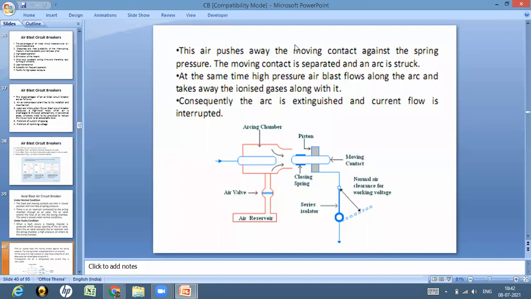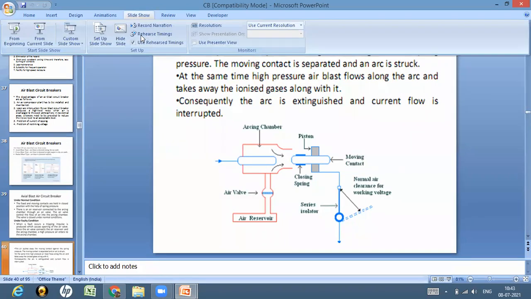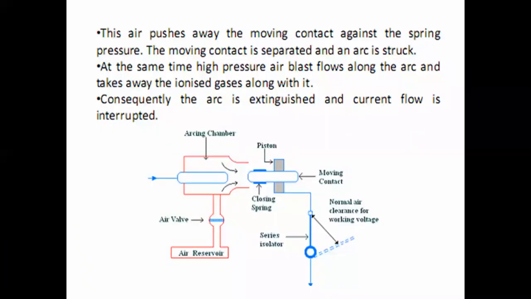So the only question is, whenever there is a fault in the system, the moving contact gets separated from the fixed contact, and when it is separated, an arc is generated between the moving contact and the fixed contact. So you have to remove this arc.